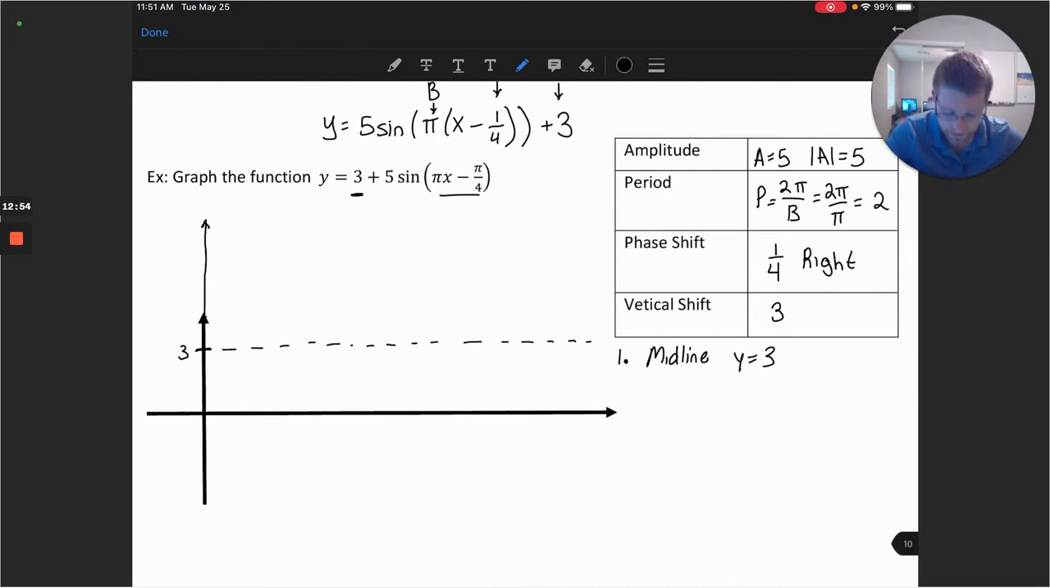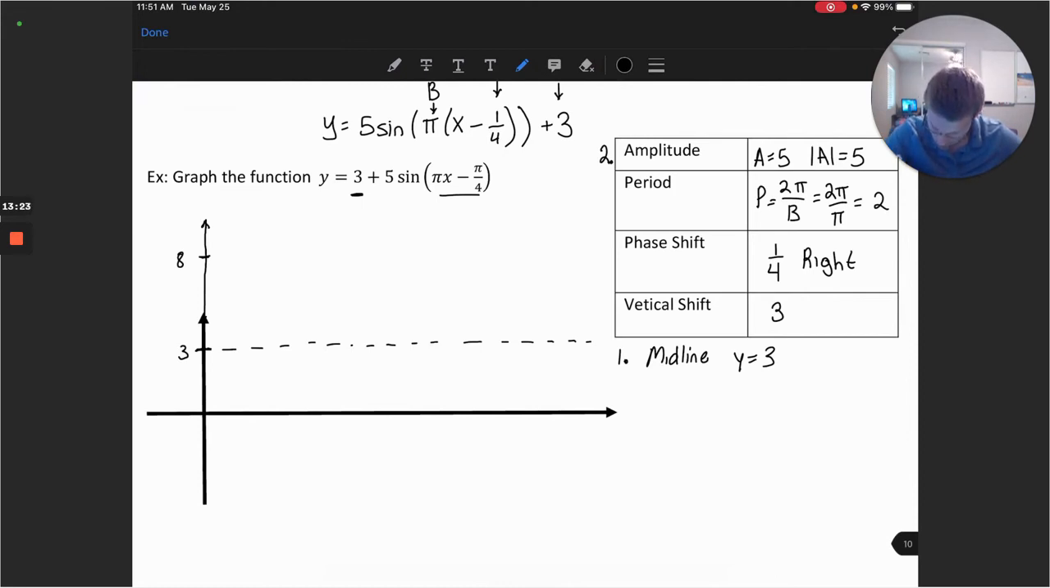And now I'm going to take into account number 2, the amplitude. Off of this, I know my amplitude is going to be 5, and therefore I'm going to be a maximum of 5 plus this midline and a minimum of 3 minus that amplitude of 5. So 5 more than that would be up at, say, 8. We'll go about there.